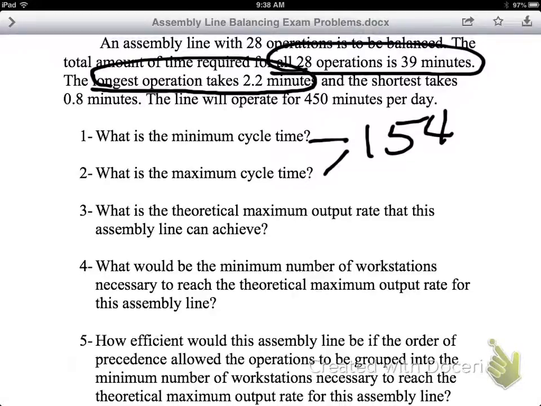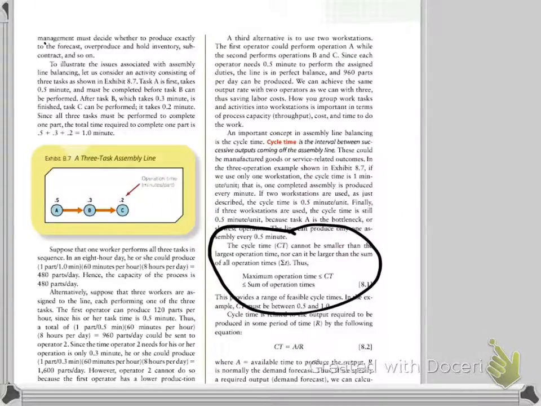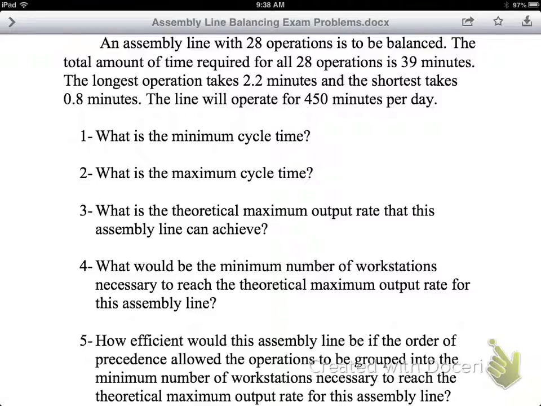So for question number 1, the minimum cycle time is 2.2 minutes, and the maximum cycle time is 39 minutes. Again, that's here on page 154. Let's go on to question number 3.